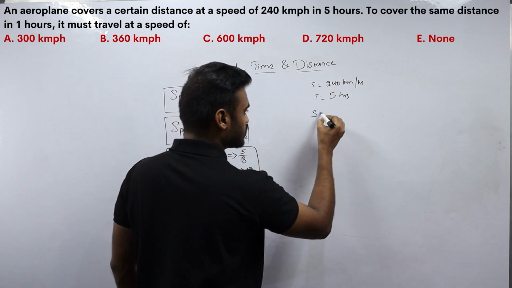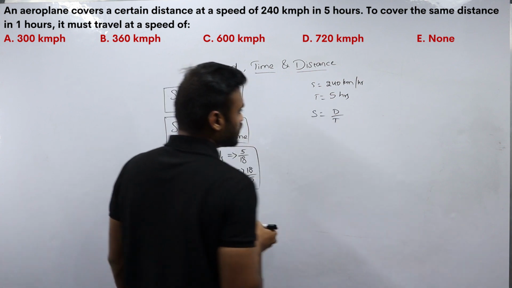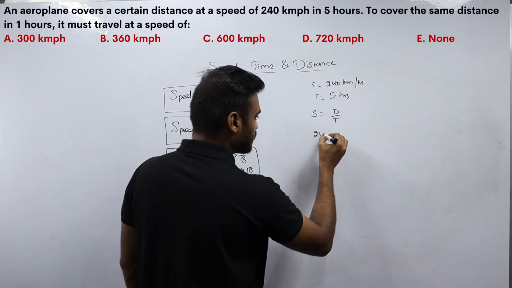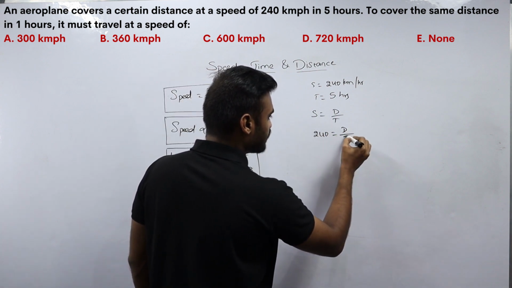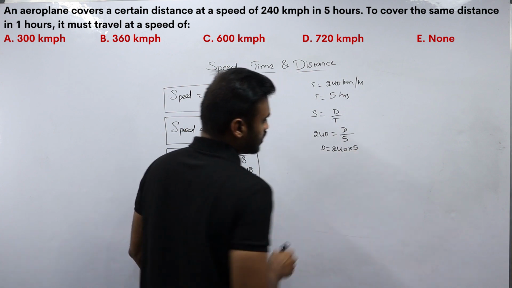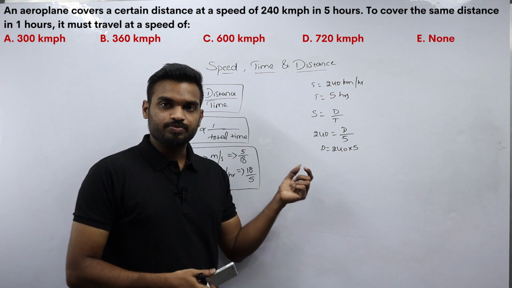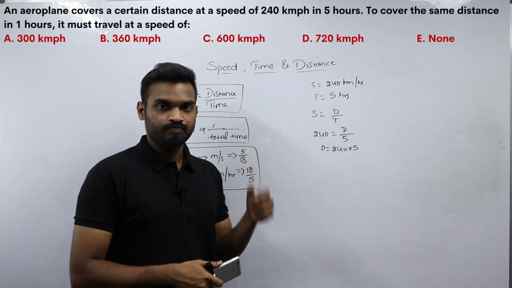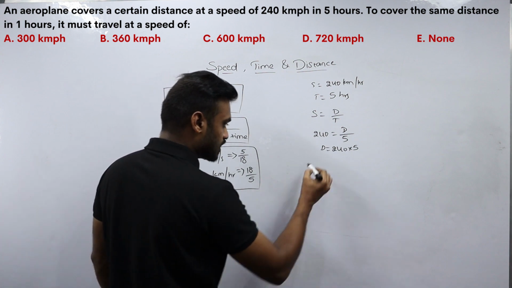So speed equals distance by time. We already know the speed and the time, so 240 equals distance by 5 hours. So distance equals 240 into 5. Now they are asking us to find at what speed the aeroplane needs to travel to cover the same distance in 2 by 3 hours. So we need to find the speed.